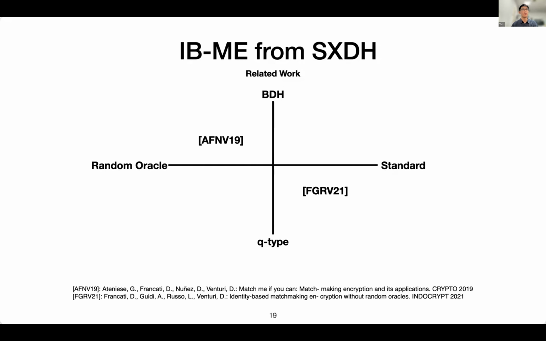Then Francati et al. proposed the first construction in the plain model, but under Q-type assumption in 2021. So it remains the problem, can we build an IBME scheme under the standard assumptions in the standard model? In this work, we solve it and give the first construction under the SXDH assumption in the standard model. We propose a new technique for designing IBME scheme. Our construction is direct and does not rely on other crypto tools.